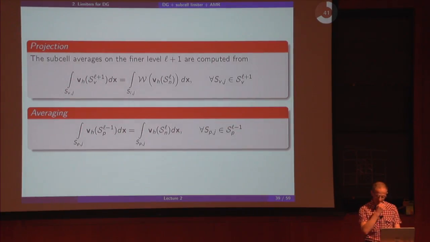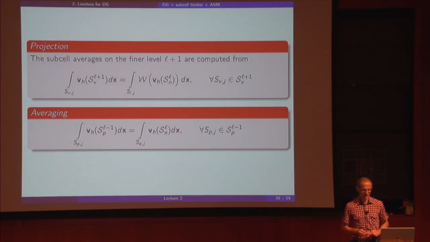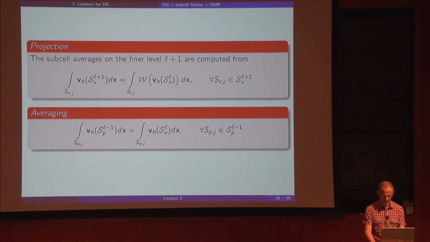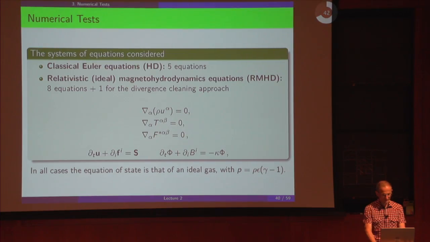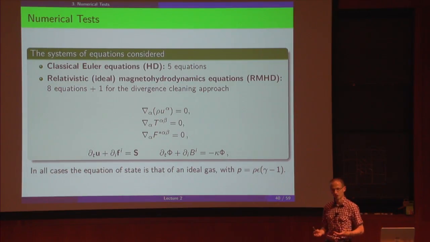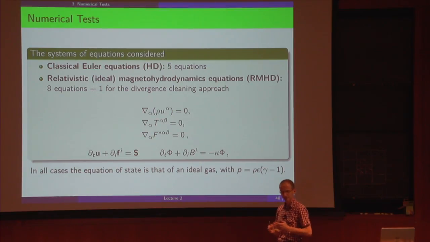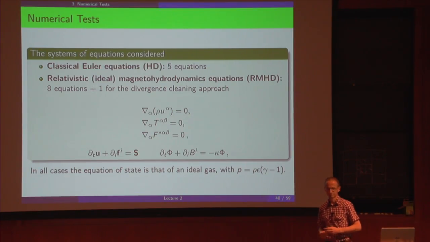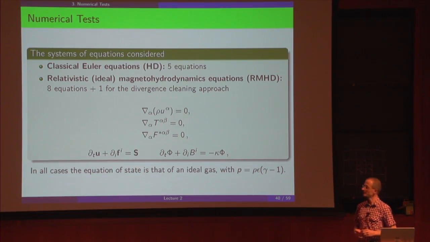And this is in formulas what I've said in words, essentially. This projection and averaging must be performed involving different levels of refinement. So I don't actually need to explain to you these integral relations. Now we go and see some numerical tests. They are not so challenging, I would say. But still they show, in the sense that they are not astrophysical applications yet, that they are very promising.